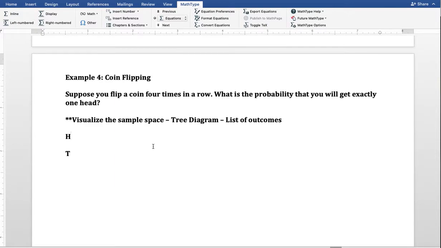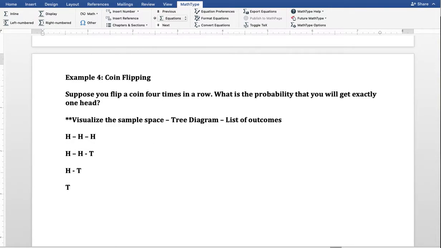If we get a head the first time, we could get a head the second time, or if we get a head the first time, we can get tails the second time. So here we're going to systematically expand and make a list of all the possibilities in this experiment. If we get a head the first time and a head the second time, the third coin we can get a head, or we can get head the first time, head the second time, tail the third time.